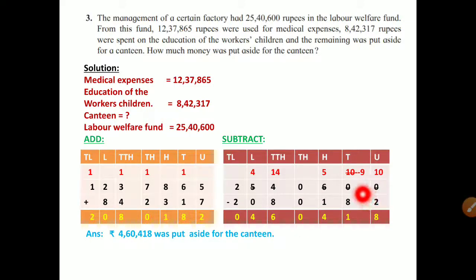0 minus 2 not possible, borrow from 0. Not possible, borrow from 6. This 5. This will become 10. Borrow 1 from 10 is 9. This will become 10. 10 minus 2, 8. 9 minus 8, 1. 5 minus 1, 4. 0 minus 0, 0. 4 minus 8, not possible. Borrow from 5. So this is 14. 14 minus 8, 6. 4 minus 0, 4. 2 minus 2, 0. The answer is 4,60,486. 4,60,418 was put aside for the canteen.